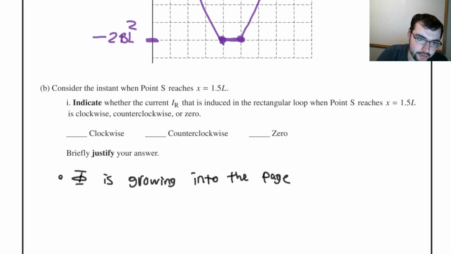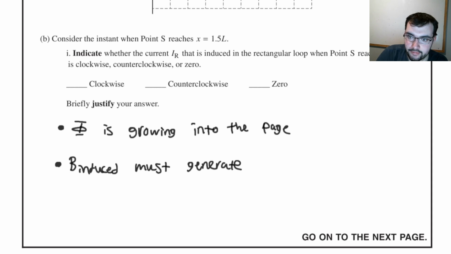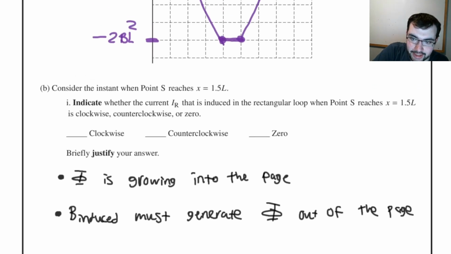So again, anytime we have an induced field or a Lenz's law situation, say, what way is the flux changing? So this means that B induced must generate phi out of the page, right? Get the flux out of here. So if phi is growing into the page, the loop says get the flux out of here, and it goes the opposite way. So we need a B field to generate out of the page flux. So by the right-hand rule, that means I induced has to be counterclockwise.